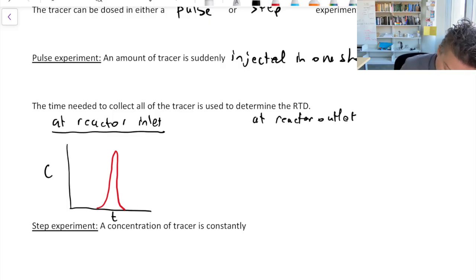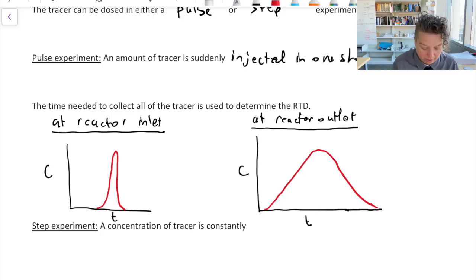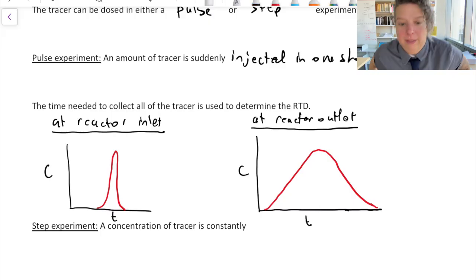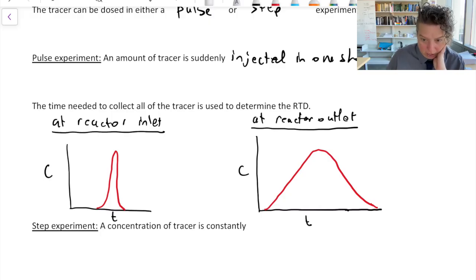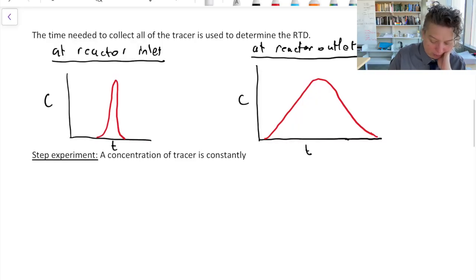and then at the reactor outlet we'd get something a little broader, so stuff coming out in more of a distribution. And that shows us that we have a residence time distribution. Everything entered in a very small amount of time over here, but then it took some things shorter and some things longer to come out. So this is if we're measuring at the reactor inlet and outlet. That's a pulse experiment. So we've dosed one pulse of material.